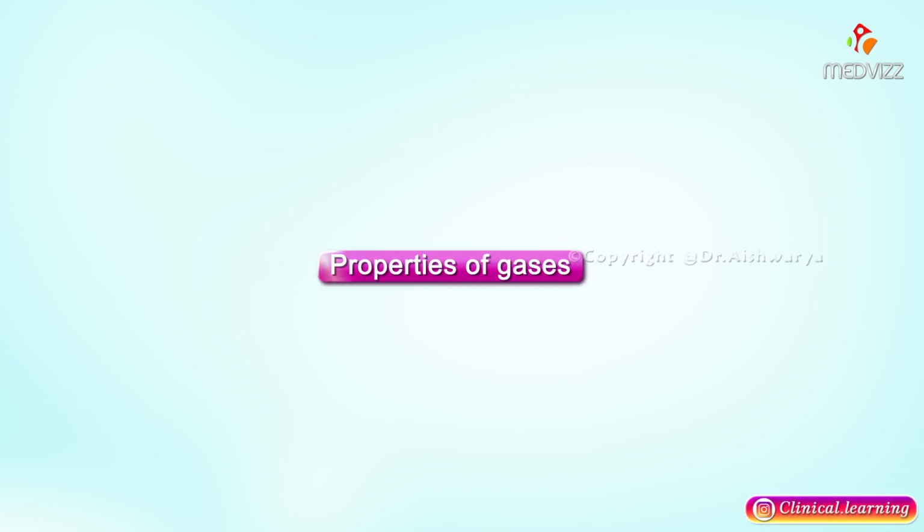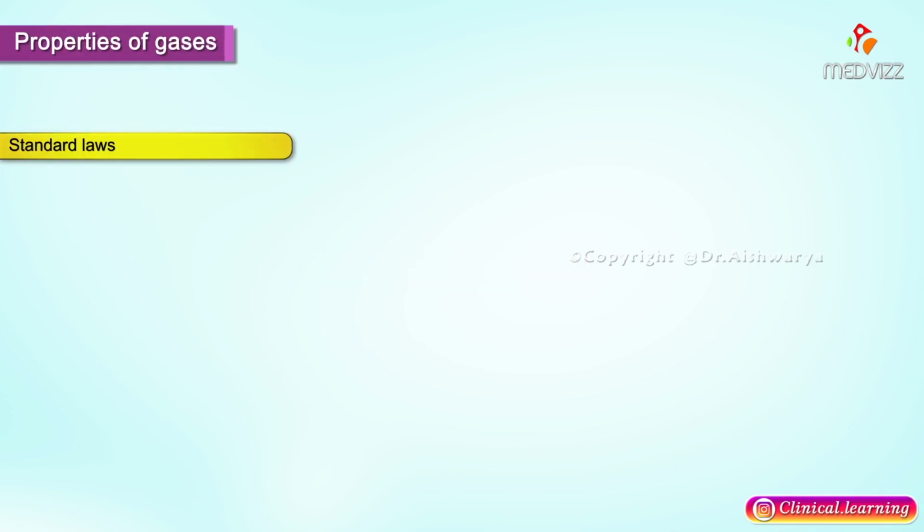The topic of discussion for today is the properties of gases. So here, the properties of gases that are explained by standard laws. With the help of these laws, the ideal gas equation is derived. The ideal gas laws are nothing but from Boyle's law, Charles' law as well as Avogadro's law.